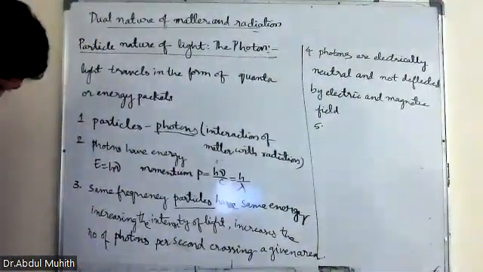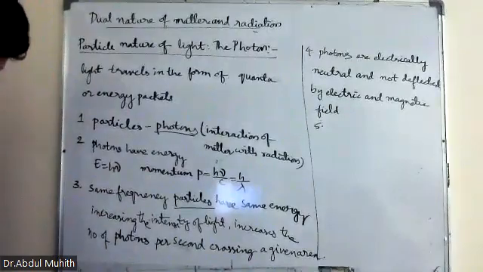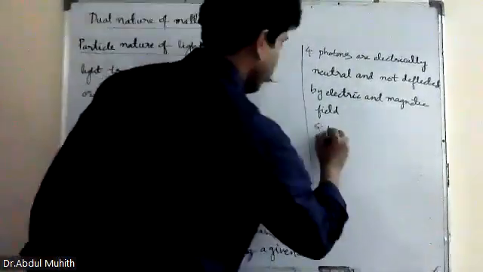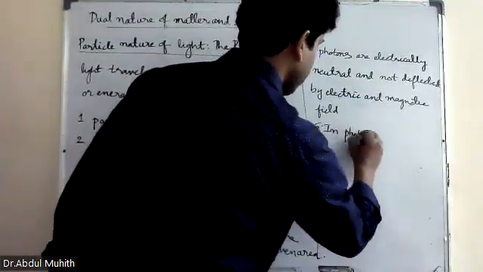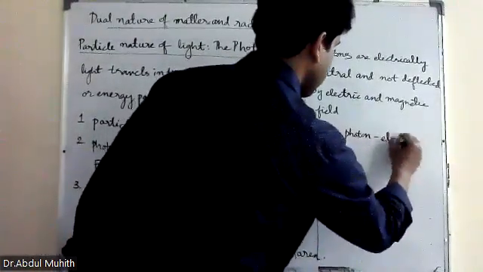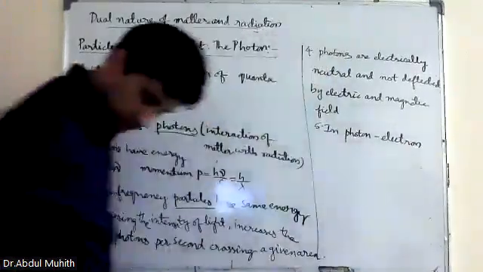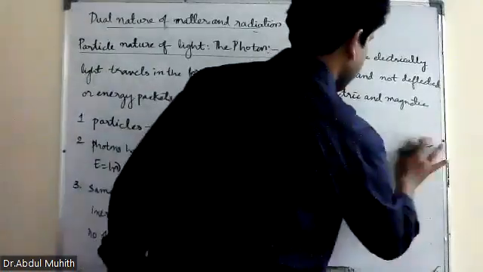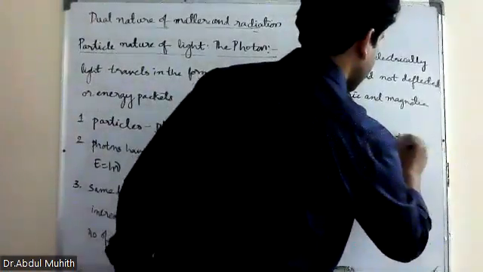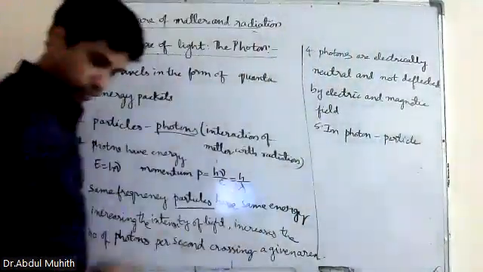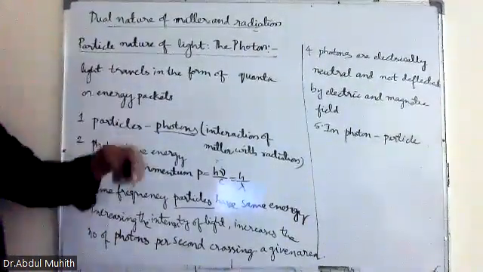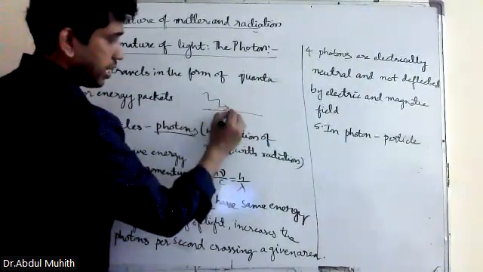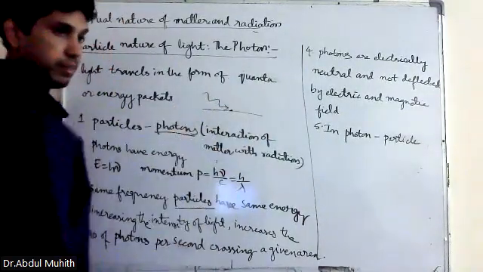In photon particle collision, the total energy and momentum are conserved. Whenever there is a photon electron collision or photon particle collision, the photon interacts with matter. This is the photon, it comes and hits the surface, and that is a particle. Understood?